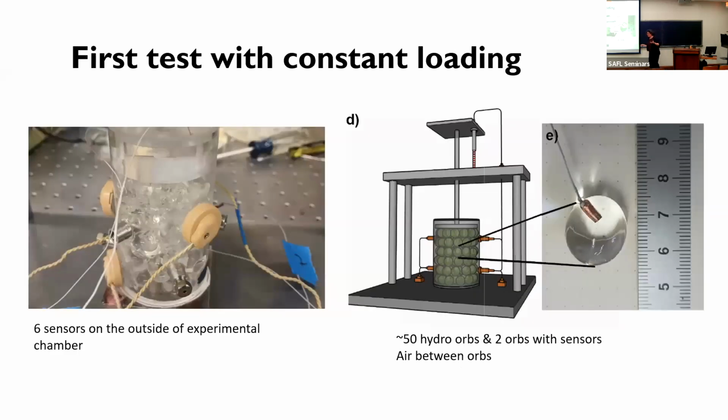However, we need to also test this in some sort of an experimental setup. Because the ring shear is of course in itself already fraught with lots of noise coming from the rotation, we decided to set up a super simple experiment. We just have a cylinder where we can fill in about 50 of these hydro orbs. It has a lid and we just apply a constant load on it. And we are listening on the outside of the cylinder with 6 different sensors to see if we can hear anything. And we place 2 hydro orbs with little hydrophone sensors within into the experiment.